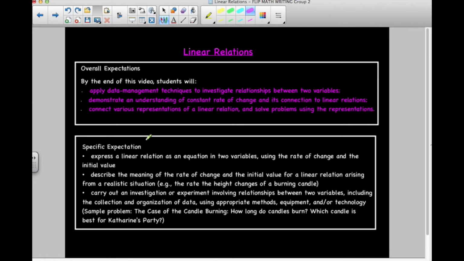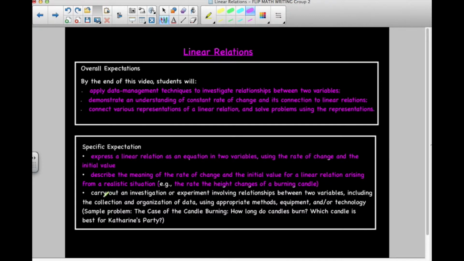Some of the specific expectations that we'll be looking at: express a linear relation as an equation in two variables using the rate of change and the initial value. Describe the meaning of the rate of change and the initial value for a linear relation arising from a realistic situation. And what we're considering is the rate the height changes of a burning candle. We will carry out an investigation or experiment involving relationships between two variables, including the collection and organization of data using appropriate methods, equipment, and/or technology.